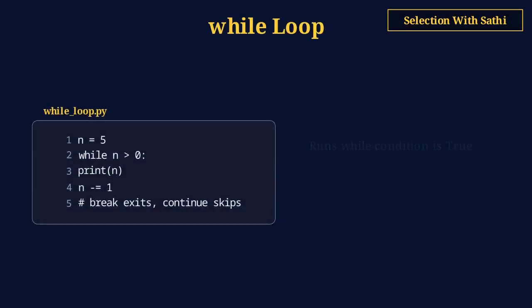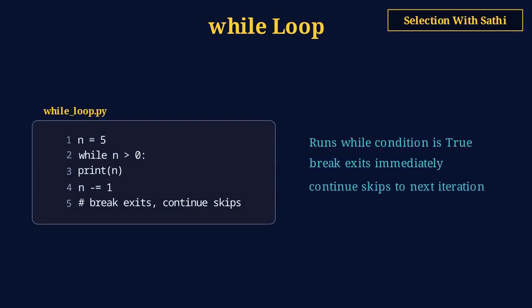The while loop runs as long as its condition is true. Break exits the loop immediately, even if the condition is still true. Continue skips the rest of the current iteration and moves to the next. Always make sure the condition will eventually become false to avoid infinite loops.